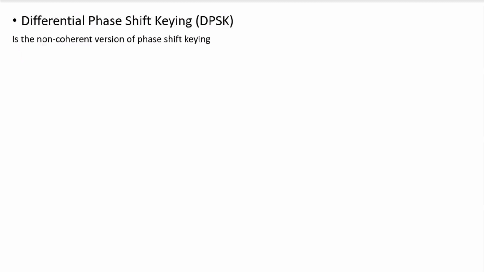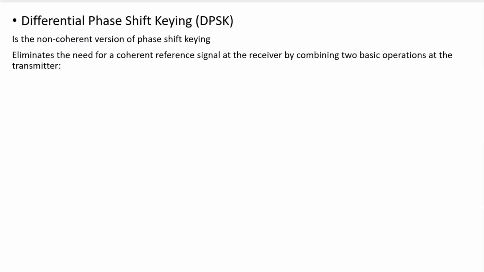There are two things done in differential phase shift keying. It eliminates the need for a coherent reference signal at the receiver by combining two basic operations at the transmitter. One is differential encoding, and just because of this we do not require a reference of the carrier at the receiver. The other is phase shift keying. Phase shift keying is somewhat similar to binary phase shift keying, but the differential encoding is quite different.